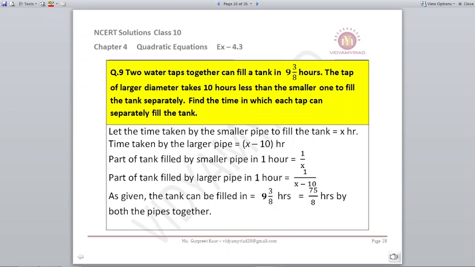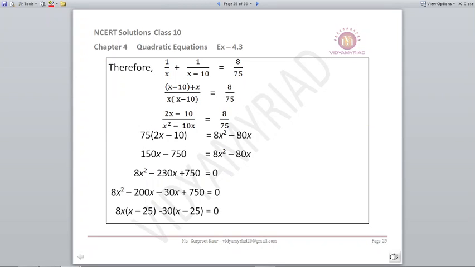Similarly, here the tank is filled in 9 3/8 hours, which means 75 upon 8. So take its reciprocal, 8 upon 75, that becomes the together part. So 1 upon x plus 1 upon x minus 10 is equal to 8 upon 75. Take the LCM, cross multiply. You will reach the equation 8x square minus 230x plus 750 is equal to 0.